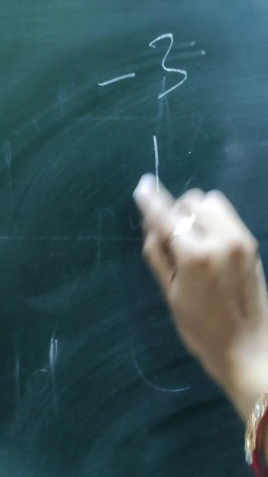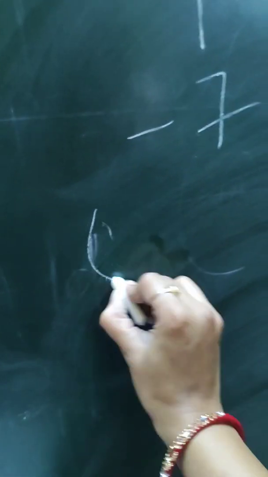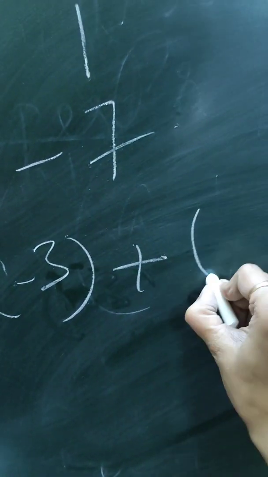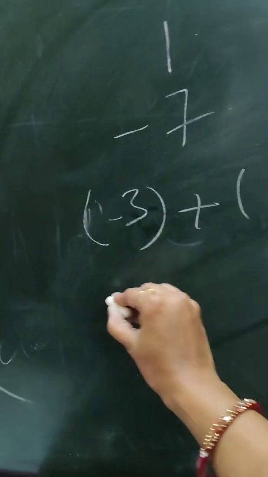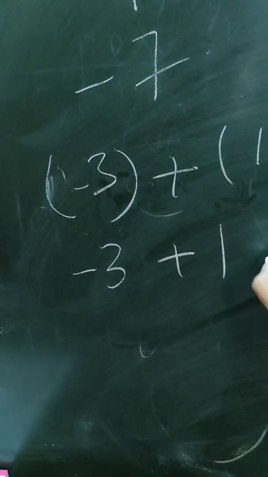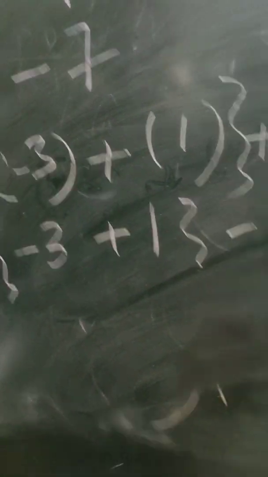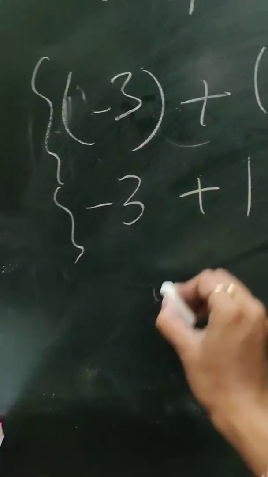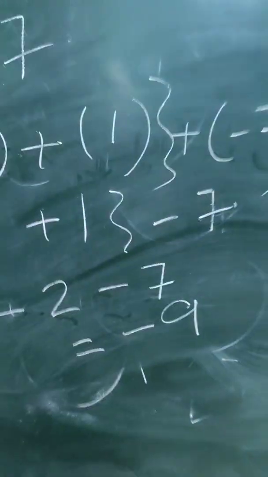Let's see this with the help of an example. For example, I have been given 3 integers, minus 3, 1 and minus 7. Now if I add all this, I'll be getting minus 3 plus 1 plus minus 7. What is the result that I am getting? It will be minus 3 plus 1, which is minus 2, minus 7. Again this is minus 2 minus 7. It is what I am getting, minus 9.